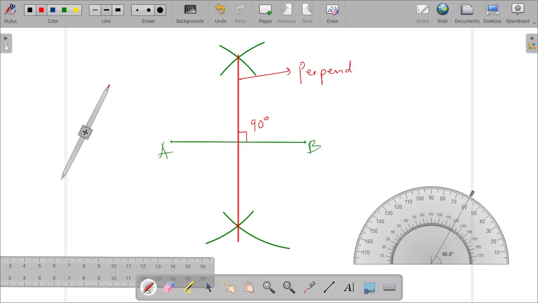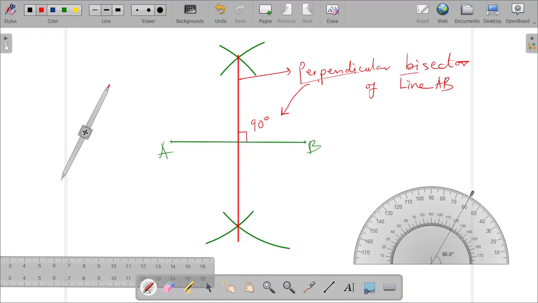So now this line is called the perpendicular bisector of line AB. Why is it called this? Because it's perpendicular, because the angle between that line and AB is 90, right? That's why it's perpendicular, right?